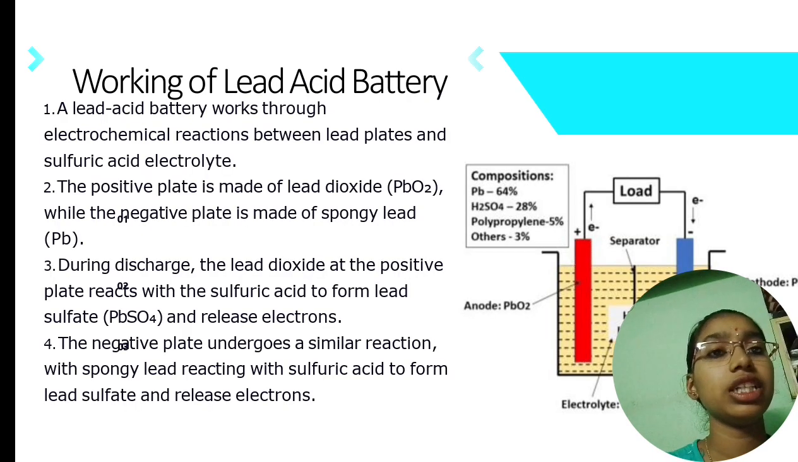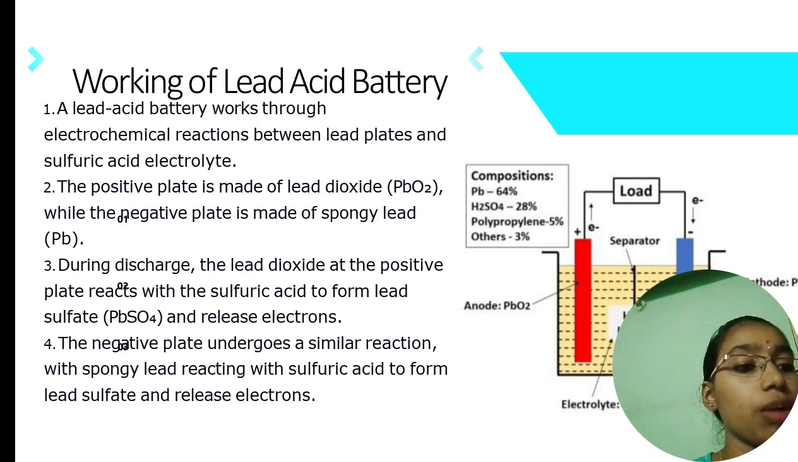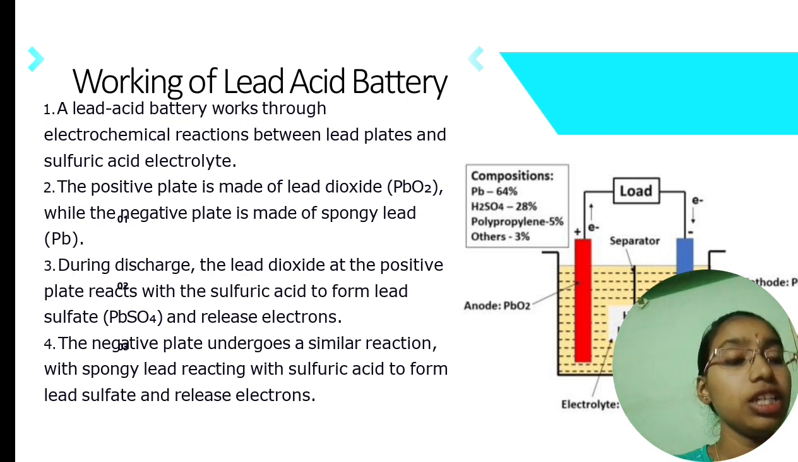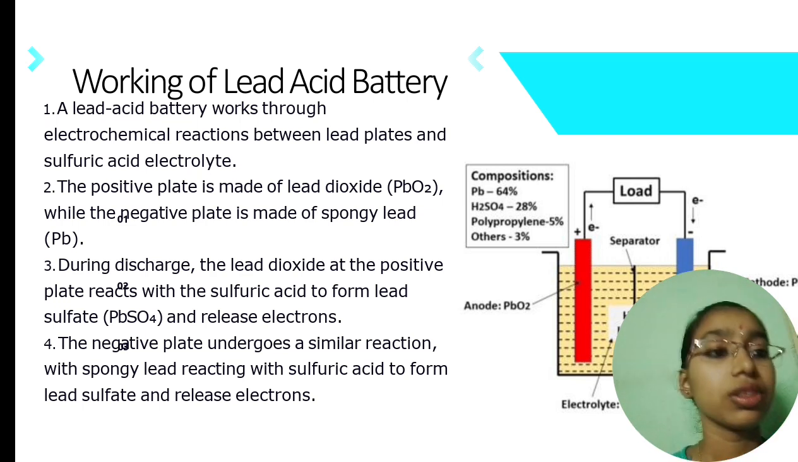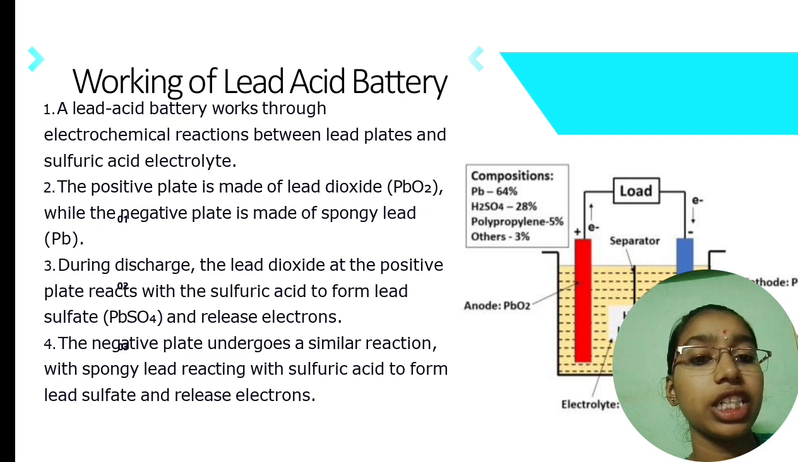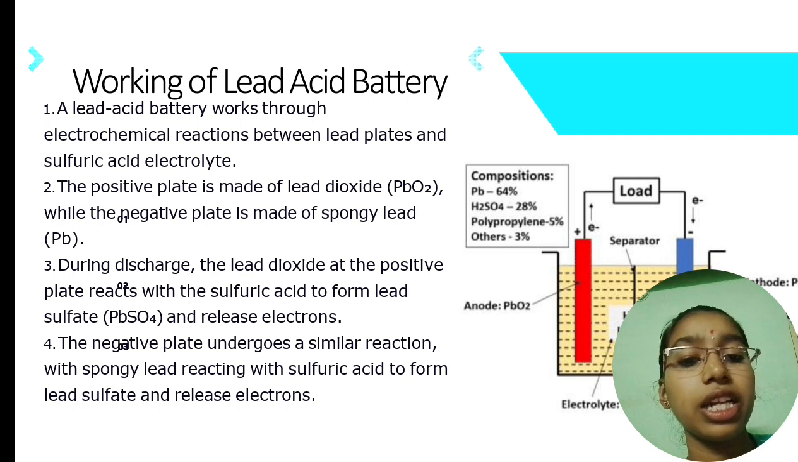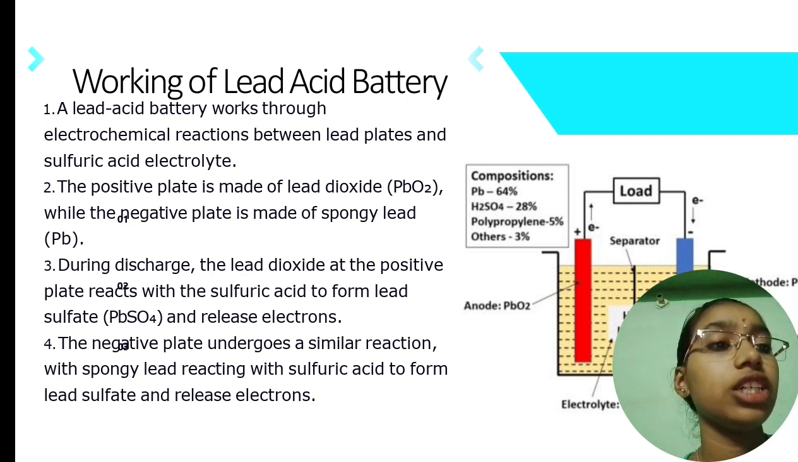Working of lead acid battery. A lead acid battery works through electrochemical reactions between lead plates and sulfuric acid electrolyte. The common example of a storage cell is the lead acid battery. One of its electrodes is made up of lead and the other electrode is made up of lead dioxide. These two electrodes are connected in parallel. The lead plates, that is negative plates, are connected in parallel, and the lead dioxide plates, that is positive plates, are also connected in parallel. The lead plates fit in between the lead dioxide plates. The entire combination is immersed in 20 to 21% concentrated H2SO4.